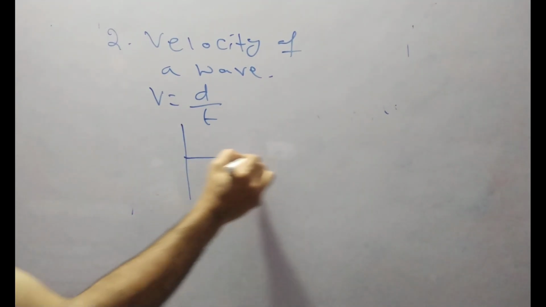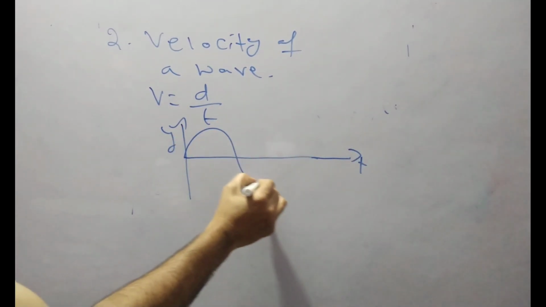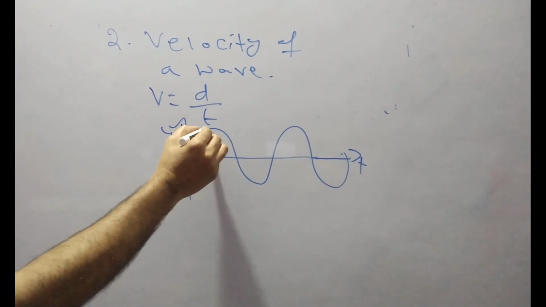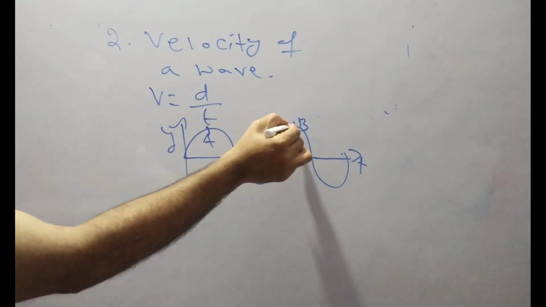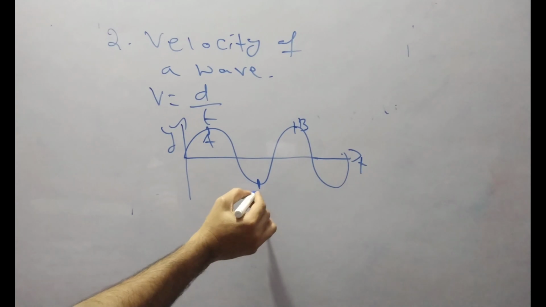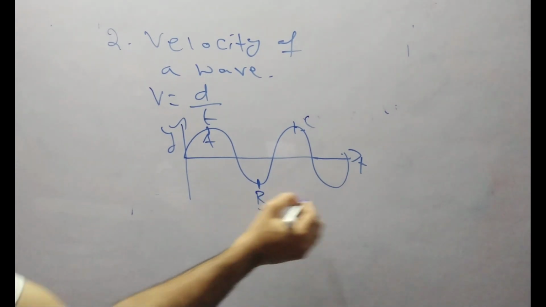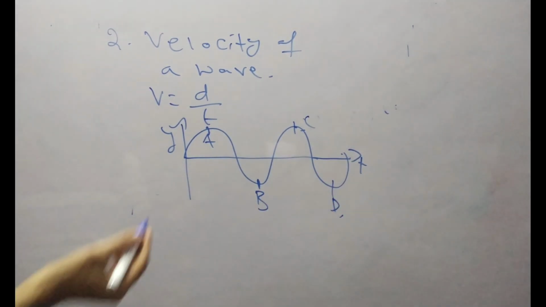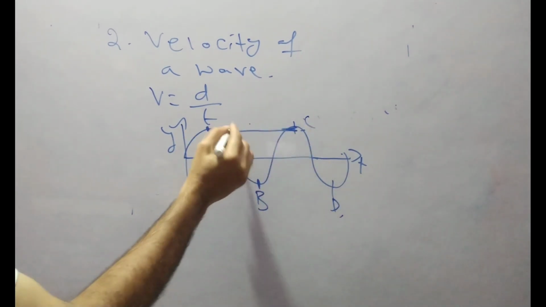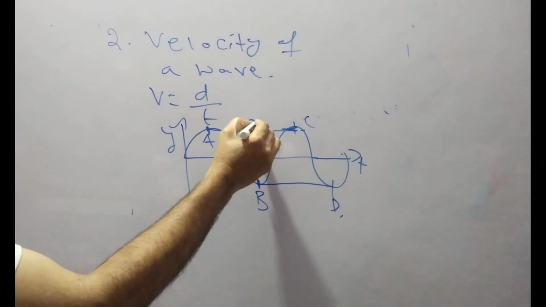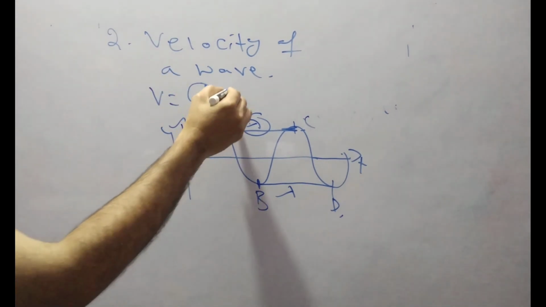But in a wave, what is the distance here? This is displacement, and this is the time axis t, right? The curve is like this. These maximum points on the curve are crest points, and these maximum points in the downward curve are trough points. What is the distance between two crests or two troughs here? This is known as lambda. Lambda is known as wavelength. So for the distance you can replace it with lambda here.